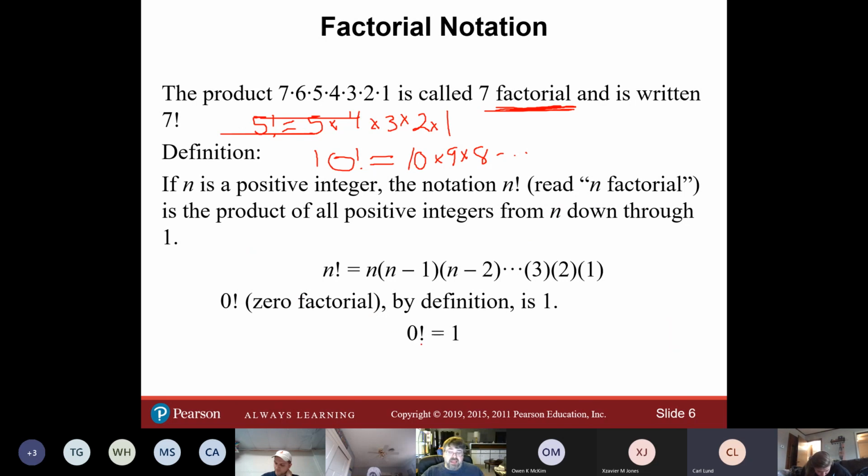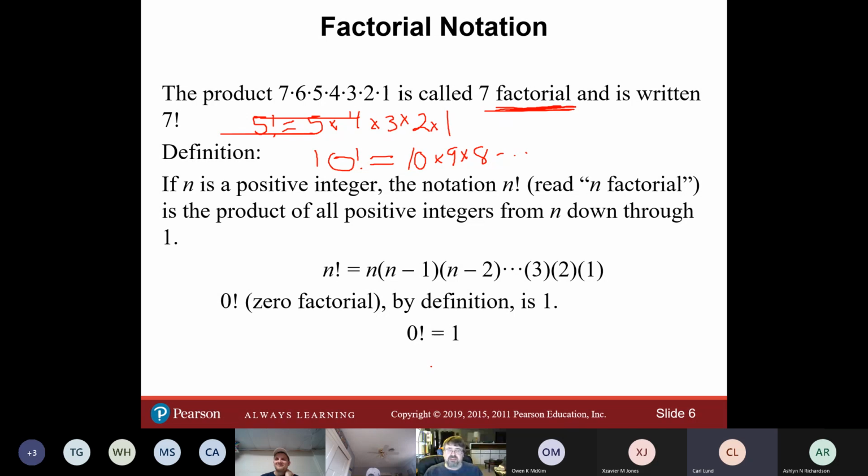By definition, mathematicians say that 0 factorial equals 1. There are logical reasons for this. If you go onto YouTube or some other video site and look for a video called, just type in 0 exclamation point, you will find tons of videos of people explaining why 0 factorial is 1 instead of 0.